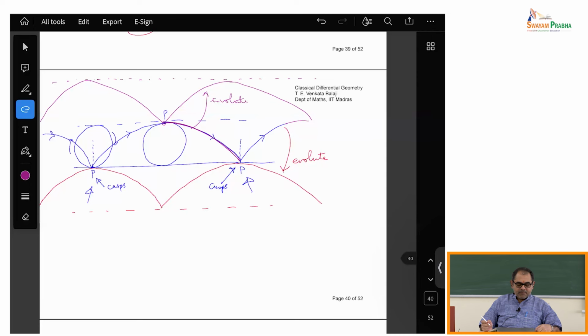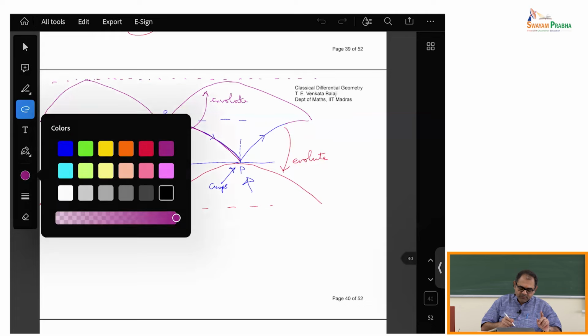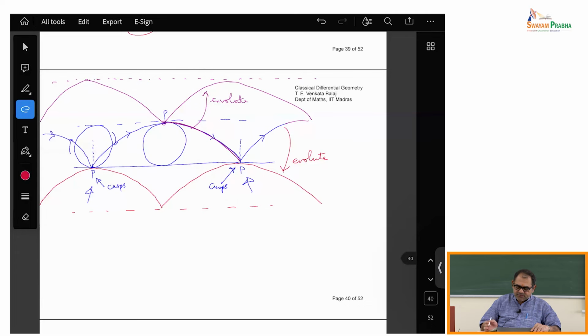But if you pull out the string from some other points, you will get parallel curves, but they will not be cycloids. So for example, I could have pulled out, let us say, this portion of the string from here to here. If you do that, I will get a curve like this. And the important thing is this is not a cycloid.